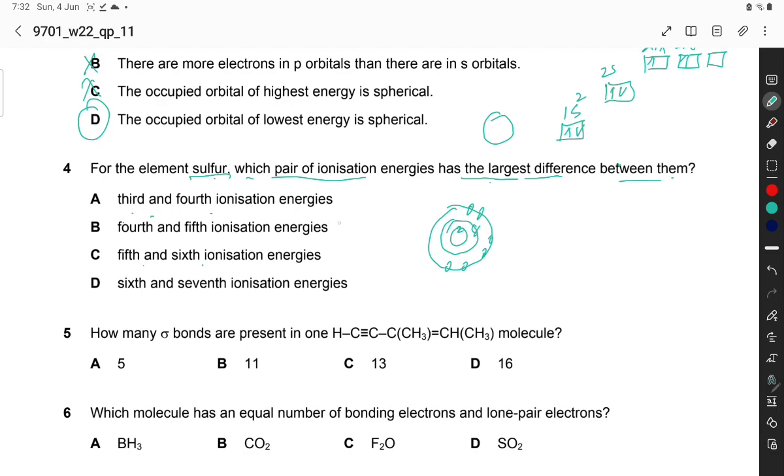Third and fourth ionization energy, there is no big difference because they are present in the same shell, so it is incorrect. Fourth and fifth ionization energy, not because same shell. Fifth and sixth, same shell. Sixth and seventh has a large difference because the seventh electron is pulled out from the inner shell, the next shell. So there is a big difference when electrons are removed from the next shell. So that's why the 6th and 7th ionization energy is very high.